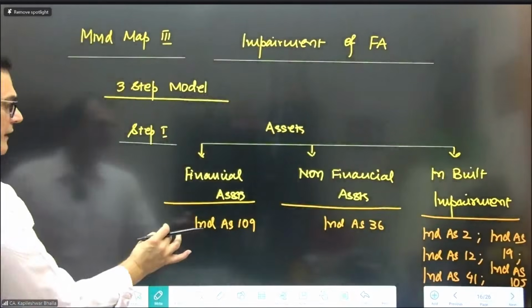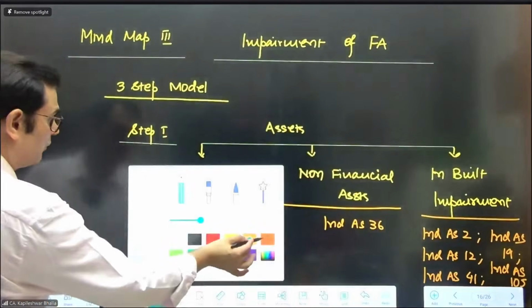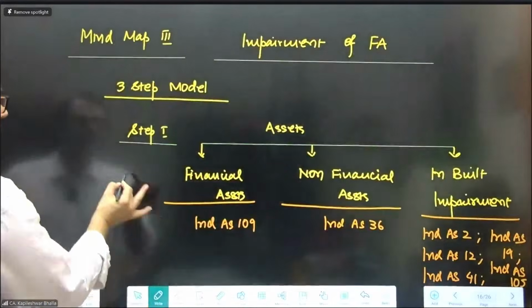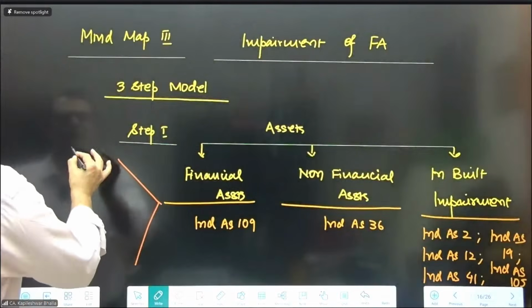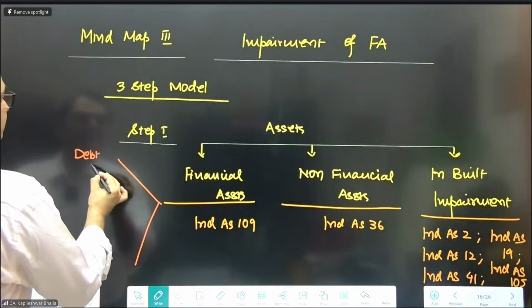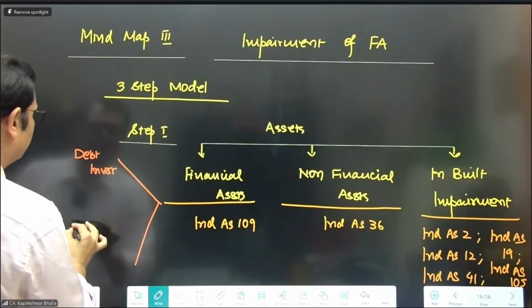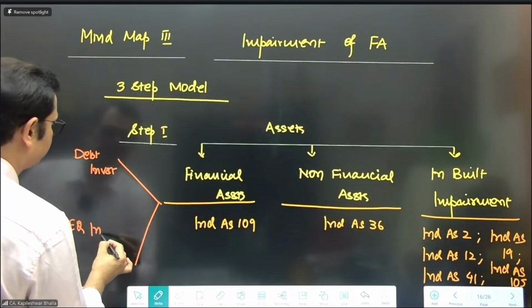Now, once you say it is financial assets, it's important to also now segregate that these financial assets could be debt investments or they could be equity investments.